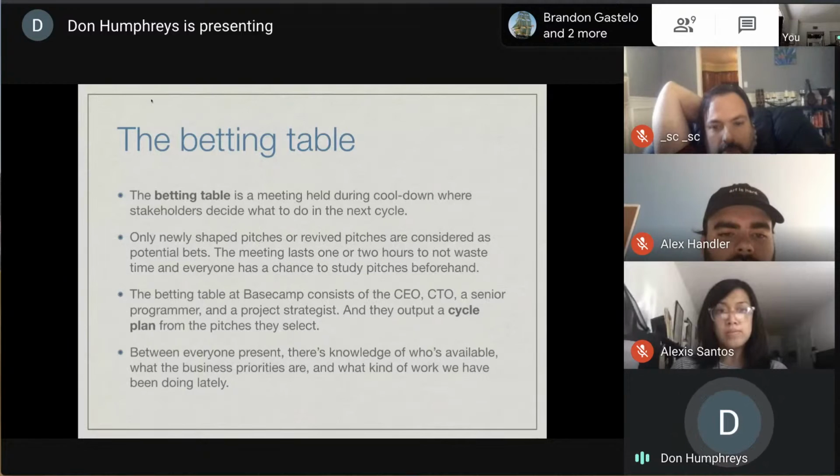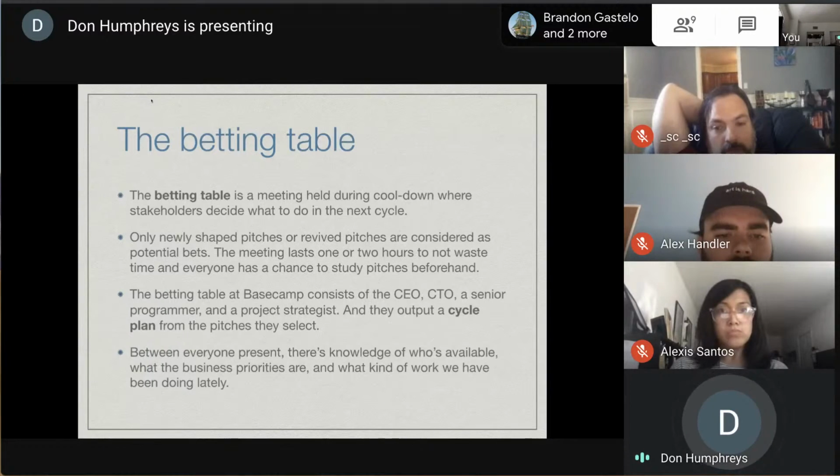Which brings us to the betting table. The betting table is a meeting held during the cooldown where stakeholders decide what to do next in the cycle. Only the newly shaped pitches or revived pitches are considered as potential bets. So in order for a pitch to be revived, somebody would have to go get it from previous meetings and put it forward again. The meeting only lasts 1 or 2 hours so that you don't waste time and everybody has a chance to study the pitches beforehand.